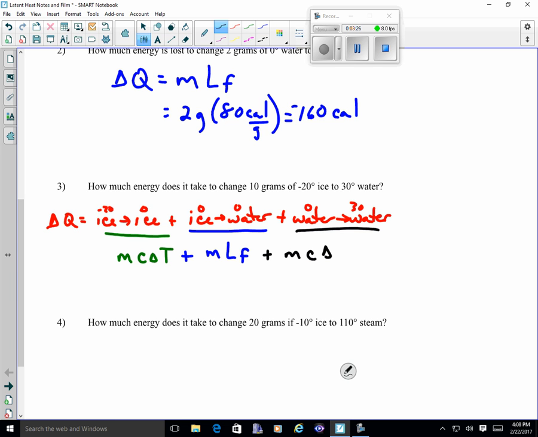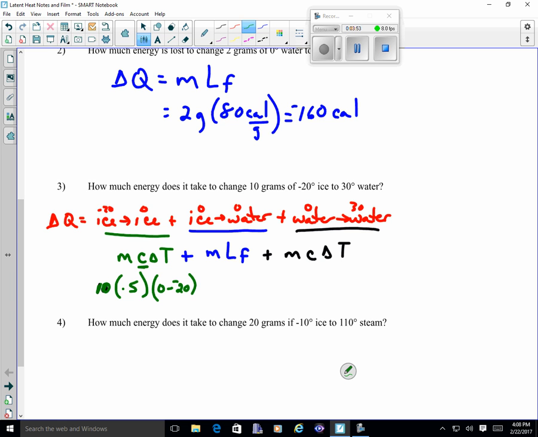So now we just plug in the numbers. Well, it's 10 grams. Now, this C right here, I guess I should be using green. So this is 10 grams. This C right here, that's ice. So I can't use 1. The specific heat of ice is actually 0.5 calories. And the final temperature minus the initial temperature is your change in temperature. So the final temperature was 0 minus the negative 20 that you started off with.